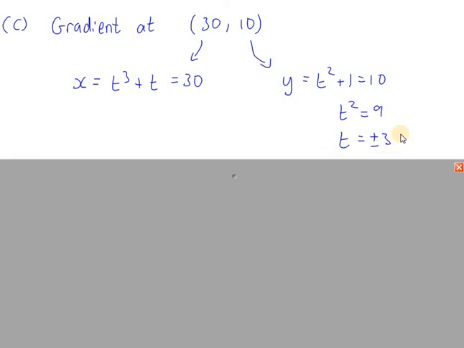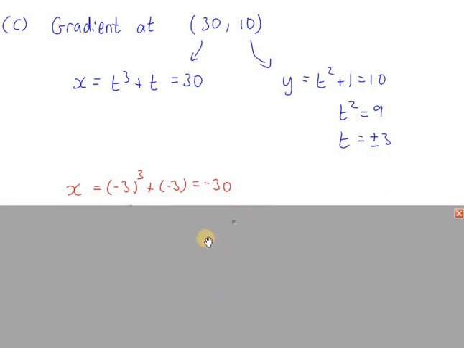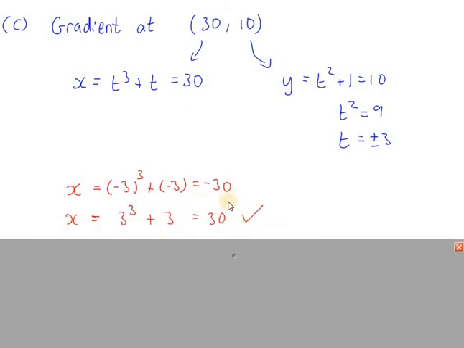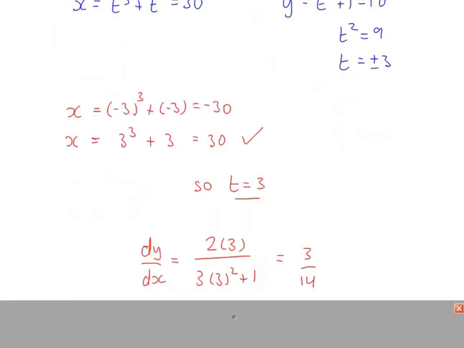So which of these values is valid? If we substitute in minus 3 and then plus 3 into the equation here, the one that balances this equation is the correct value of t that we're looking for. So I'll put in minus 3 first into here, and I'll get x equals minus 30, not 30, which is what I'm expecting. So it's not minus 3. If we try t equals 3, that one works. So I know the value of the parameter t is equal to 3. So the gradient, if I substitute t equals 3 into the derivative dy by dx, I'll get 3 over 14.